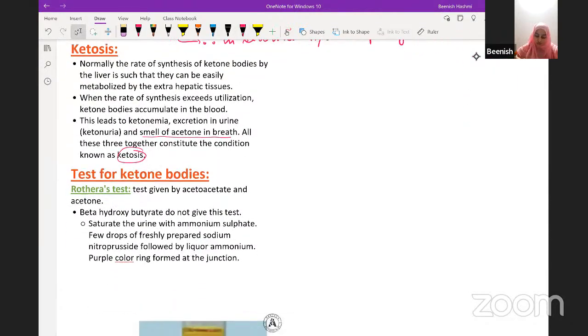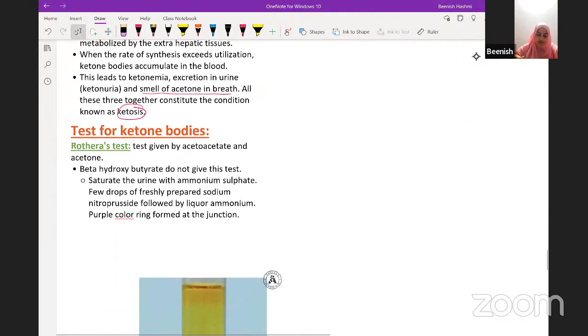Now, test for ketone bodies. Rothera's test is given by acetoacetate and acetone. Beta hydroxybutyrate does not give this test. This is important. In viva, usually you are asked which ketone body does not give Rothera's test. So your answer will be beta hydroxybutyrate does not give this test.